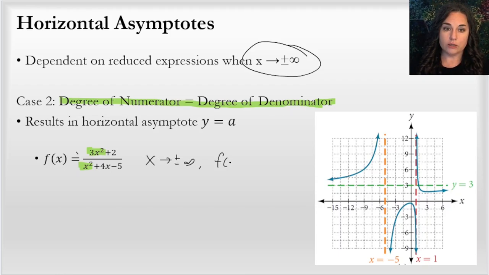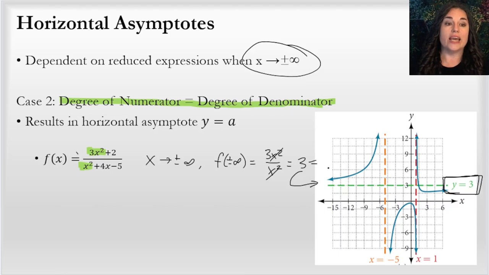When I evaluate the function at plus or minus infinity, we're going to get 3x squared over x squared, which actually simplifies down to 3, right? The x squares cancel with x squared. I get 3, and you can see that on the graph. There's our horizontal asymptote at y equals 3, right? As x goes to positive or negative infinity, the function approaches 3, but it doesn't actually ever get to 3 because we can't actually evaluate infinity, okay?